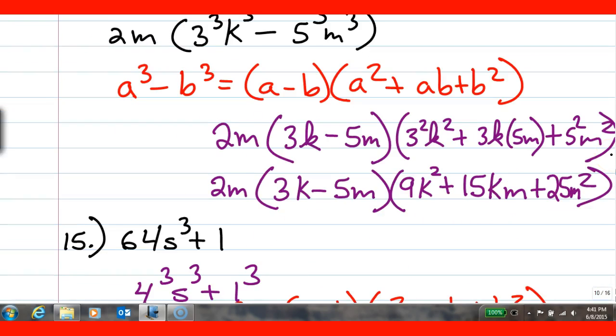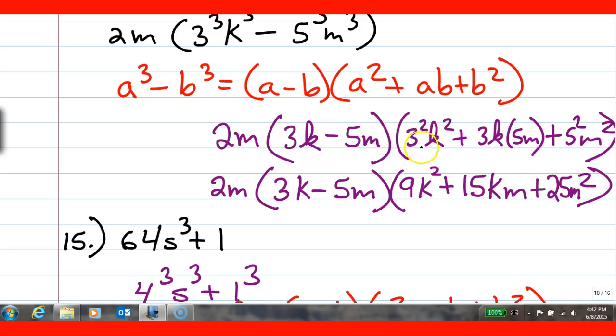So I know that I have the 2m on the outside. Nothing's going to change on that. I divided the greatest common factor out. That 2m is going to stay outside in the front. For the base, in the a position, I have a 3 and a k. So I'm going to plug that 3k into the binomial according to my rule above, followed by subtracting what's in the b position on the bases, which is a 5 and an m, 5m.